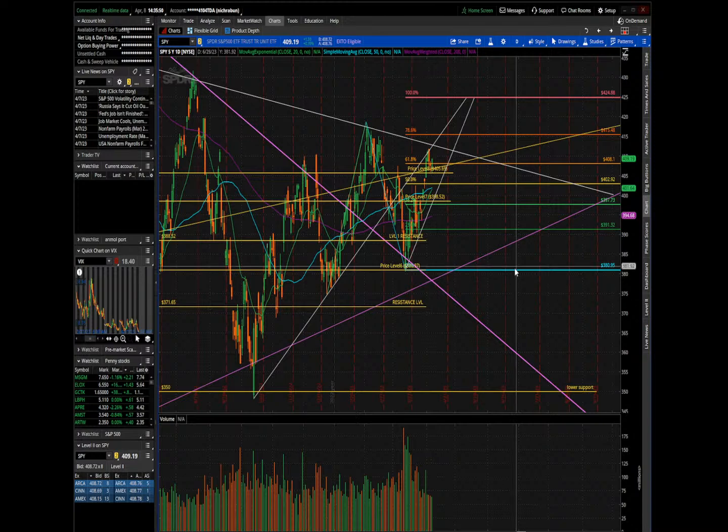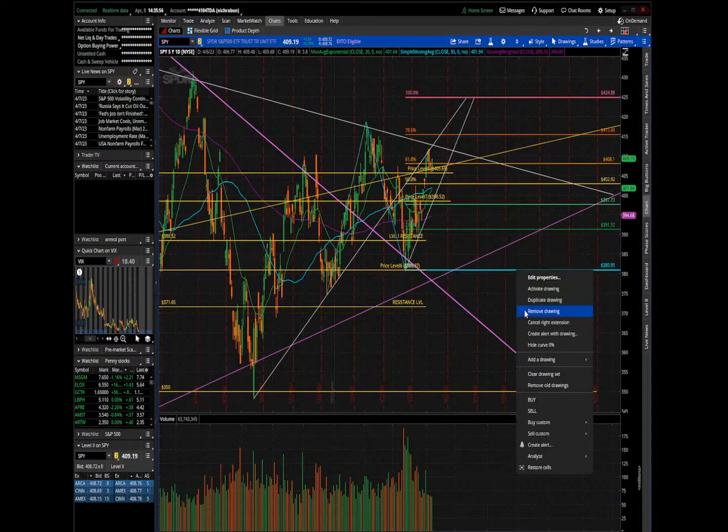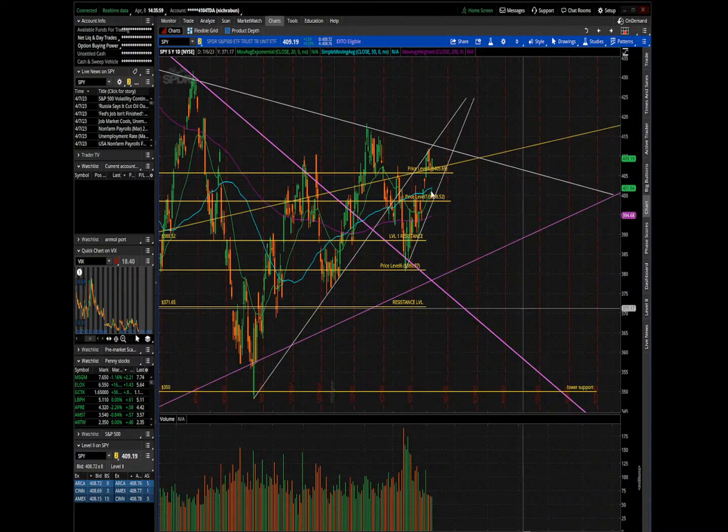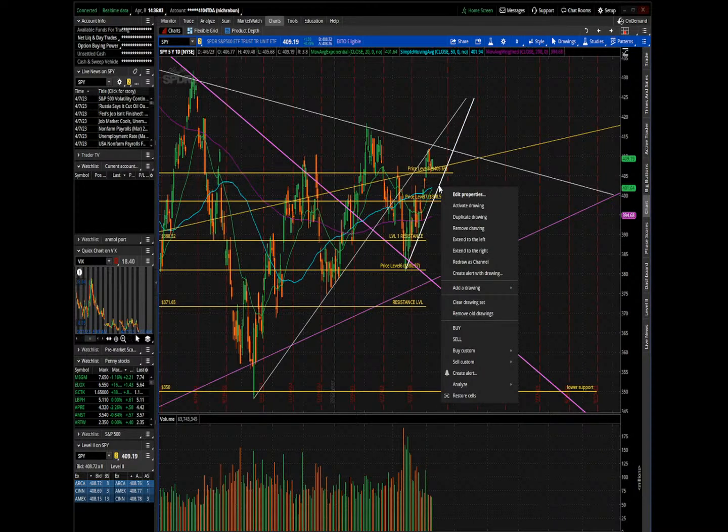Let me clean this up a bit. Oh my god. I'm just looking at this. Oh my gosh, this looks so messy. I meant to draw a lot of these lines on the default or mapping out.